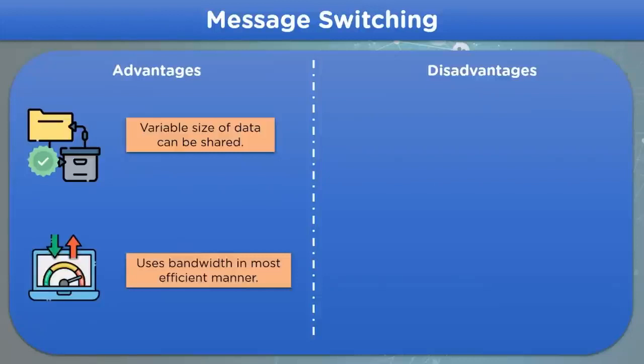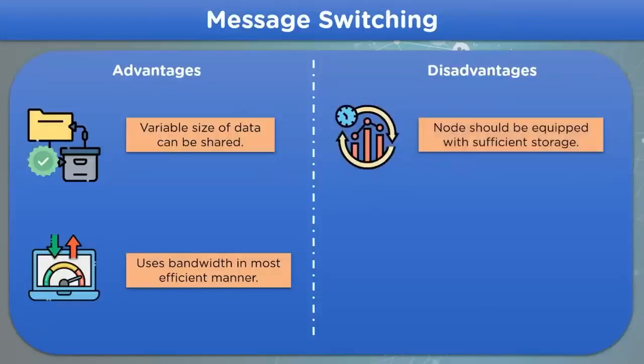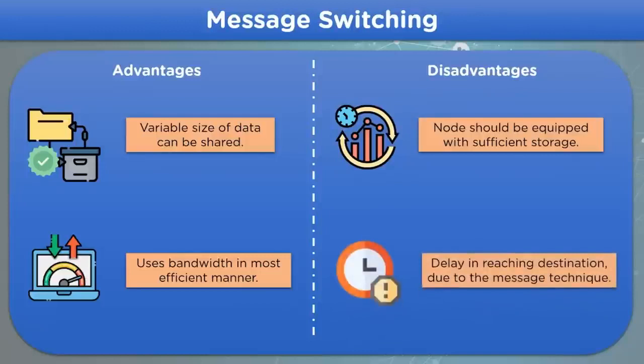Now let's look into some disadvantages. For message switching, the nodes known as switch nodes must be provided with sufficient storage memory. There is a delay in reaching the destination due to the message technique, that is, the message has to stop at each of the switch nodes before it is transferred over to the destination node.